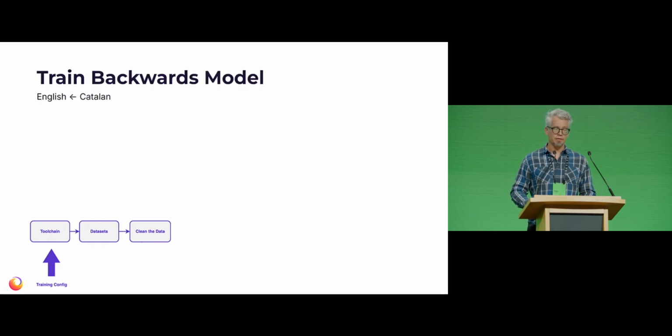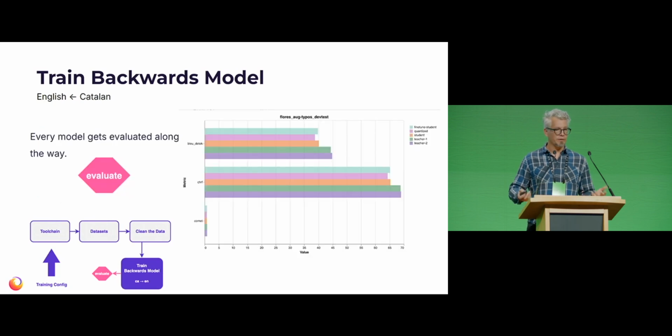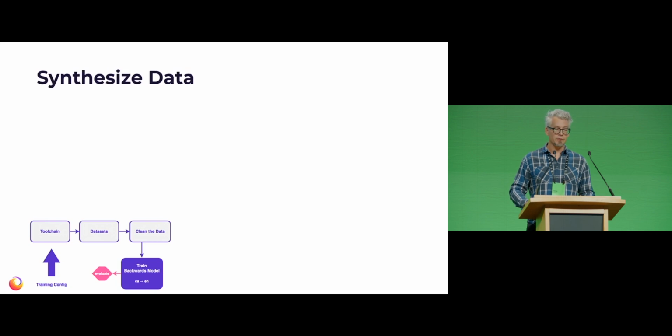So let's get into training. We train a bunch of models to finally ship to our users, but first we train a backwards model. So normally we're going, in this example, from English into Catalan. But instead what we do is we reverse the direction, which is weird. And for every model that we produce, we evaluate it. We're constantly evaluating all of our metrics to see what's going on.